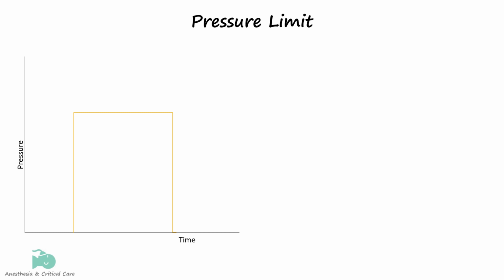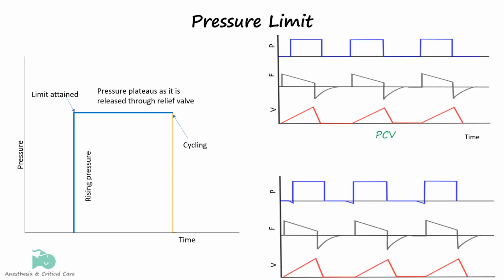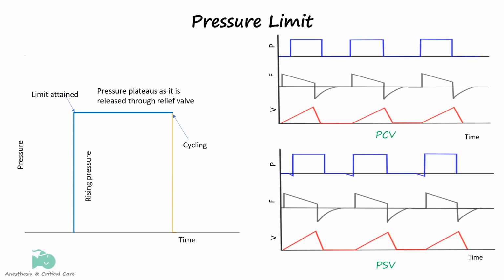In a pressure-limited breath, the ventilator will allow pressure to rise during inspiration up to a certain value set by the clinician. When the set pressure is attained, any excess pressure entering the patient circuit will be released through a pressure release valve. The breath simply doesn't cycle into expiration when the limit is reached, rather the limit pressure is maintained in the lungs. Pressure control and pressure support ventilation use pressure limiting to limit the breath.